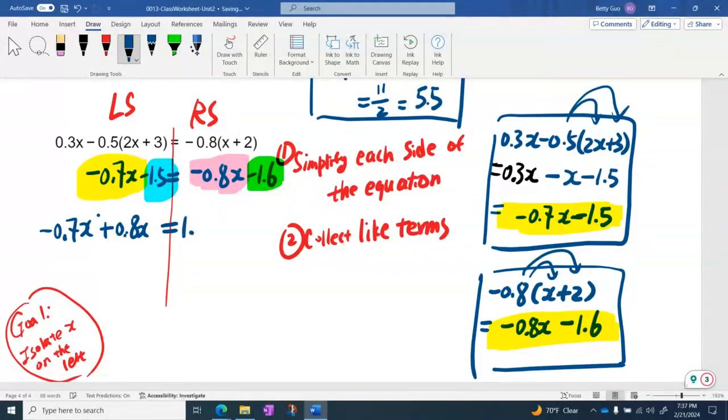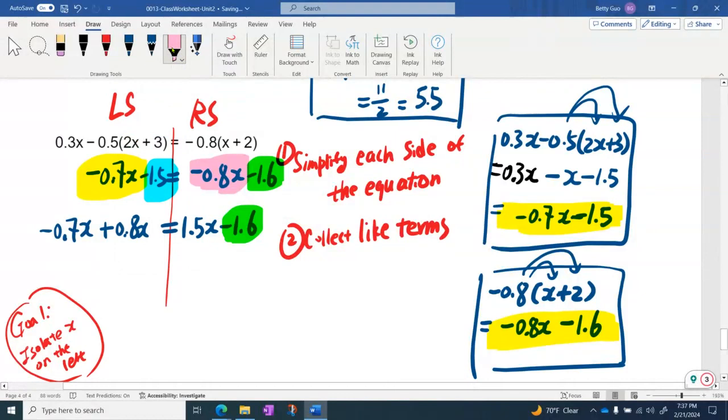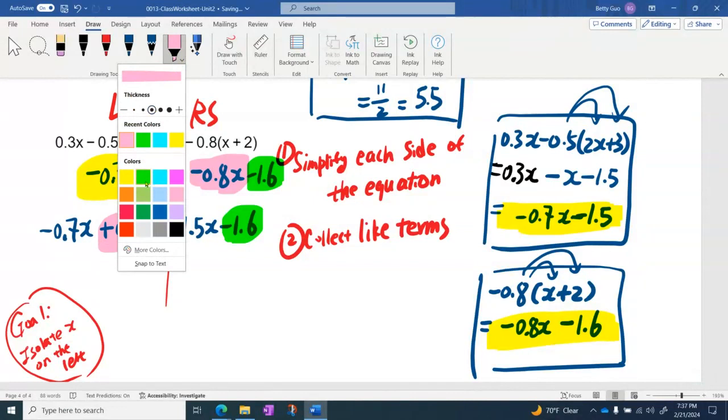And blue moved over, negative become positive. And green. So this is green. Yeah, if I color them, I think it would help you to see what happened. Understand, see it is one thing, and you do have to practice.